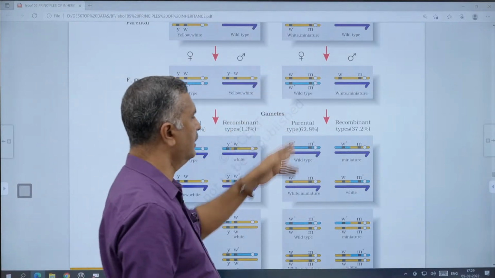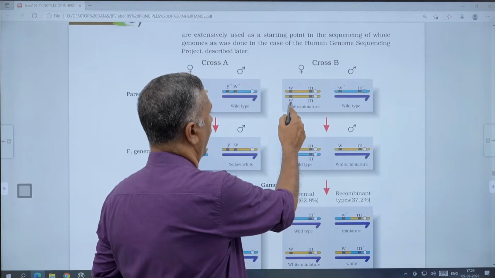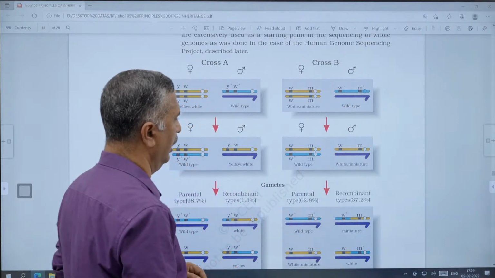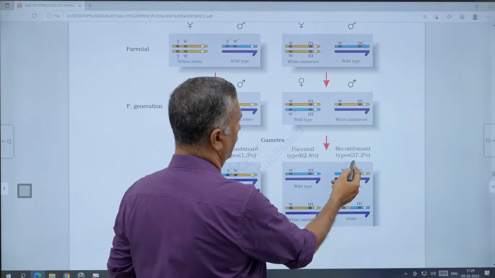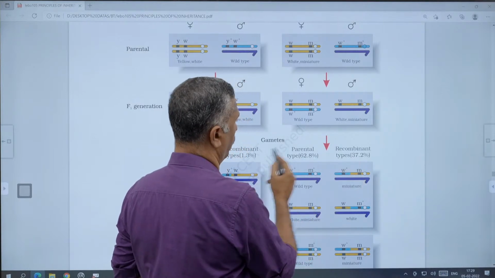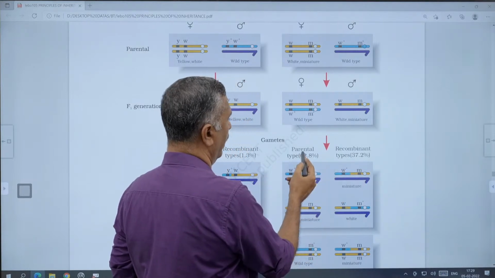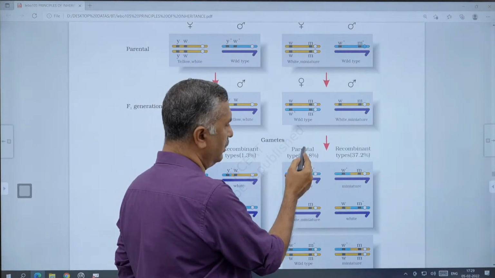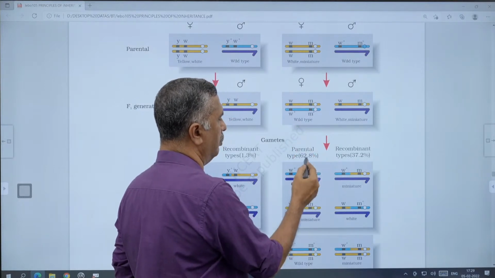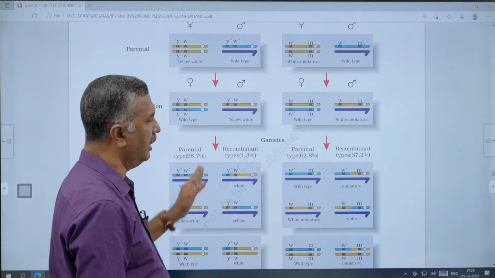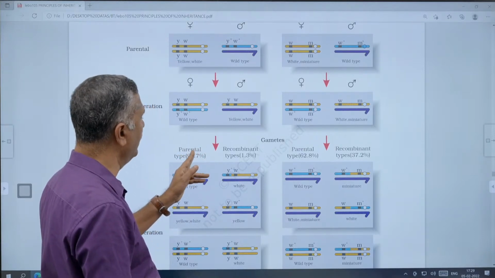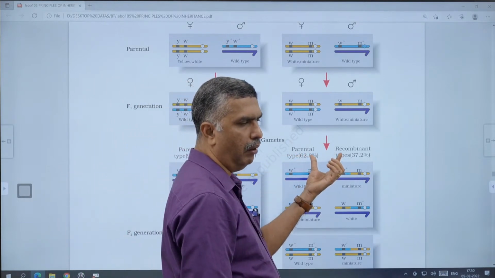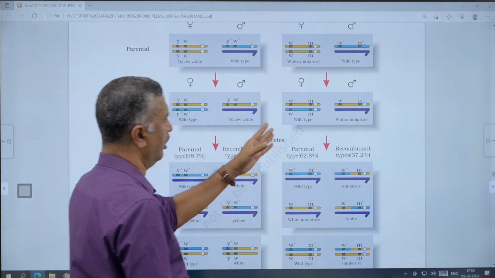Whereas in the second cross, that is eye color and wing size, miniature wing and normal wing, the recombinant types increase from 1.3% to 37.2%, and the parental types decrease from 98.7% to 62.8%. That means the linkage strength is less in cross B compared to cross A. In cross A, linkage mostly takes place, almost 98.7%, meaning completely linked. Here, the second cross shows only partial linkage.